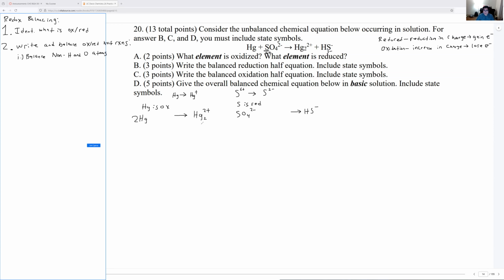For sulfur, the sulfur is already balanced, so we don't need to, right? There's one on each side. If it wasn't, then you would just balance them using numbers. So that's step one. Then step two. So we're going to go to sulfur for this because the Hg is basically done until the end.